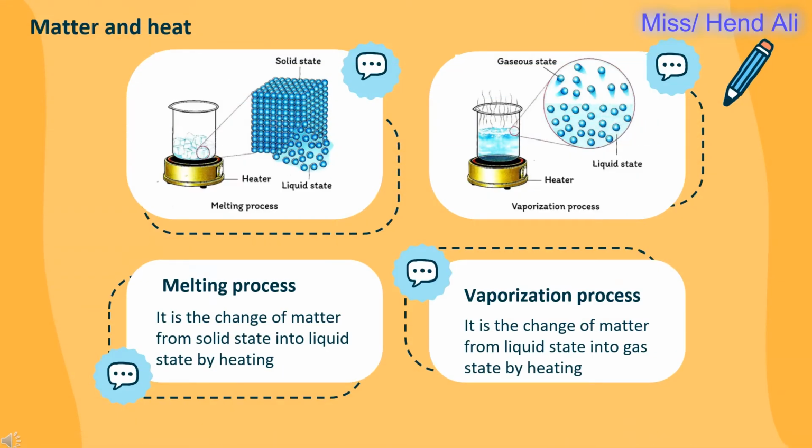Now again, we've learned that melting process is a change of matter from solid state into liquid state by what? By heating. Vaporization process is a change of matter from what? From liquid state into what? Into gas state by what? By heating. Melting process and vaporization process.